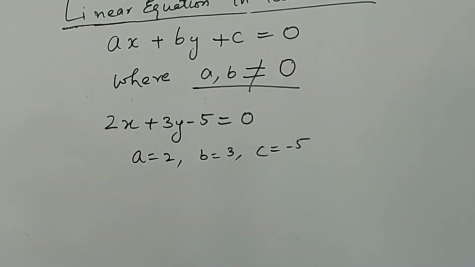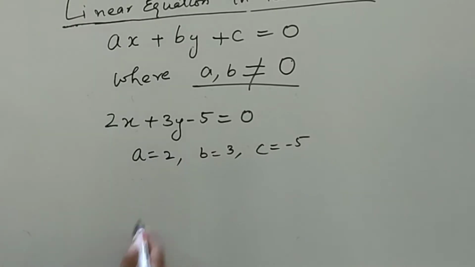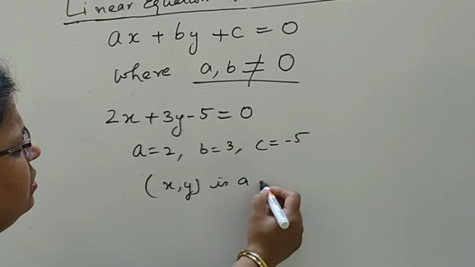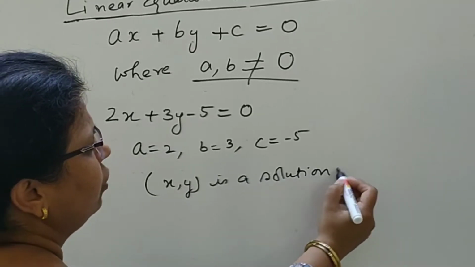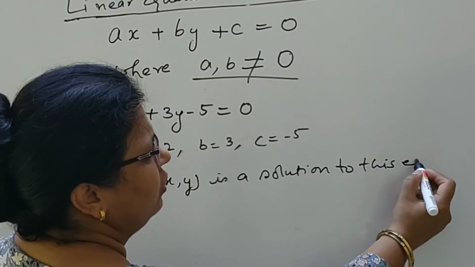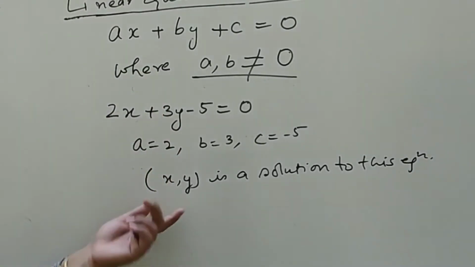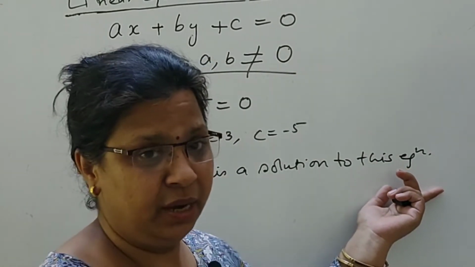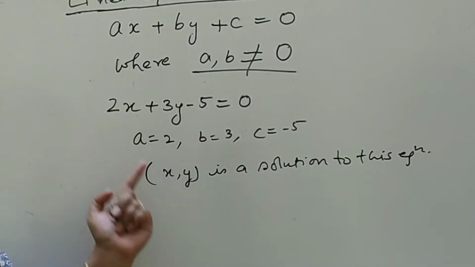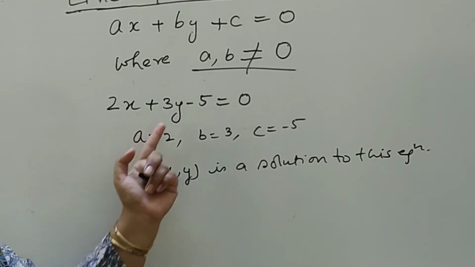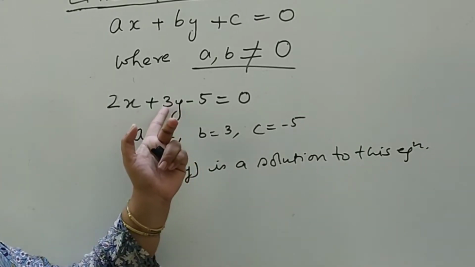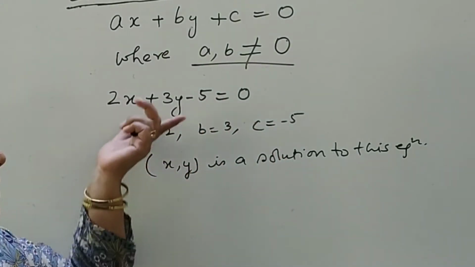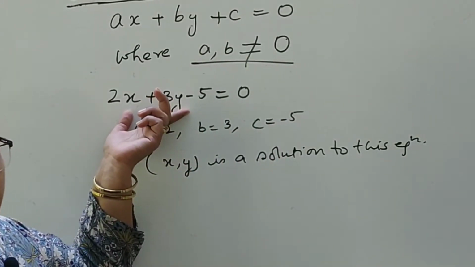Now next we go for, if we say x comma y is a solution to this equation, what does it mean? If we say x comma y is a solution to this equation, it means that in place of x, if I substitute that value, and in place of y, if I substitute this value, then left hand side equal to right hand side. Means this point will satisfy this equation, okay.